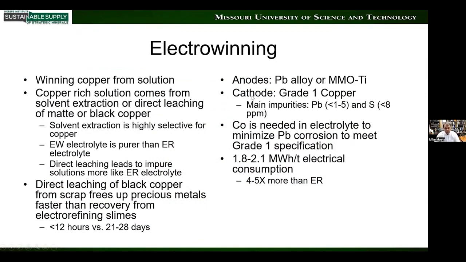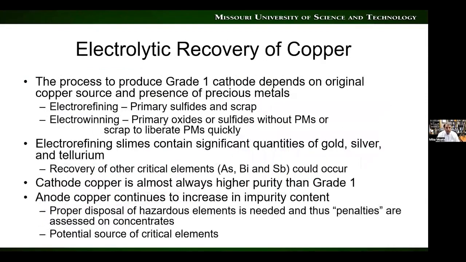Again, most electrowinning facilities, electrowinning tank houses, produce grade 1 copper. The main impurities are lead and sulfur, the lead coming from the alloy of the anode. To minimize the corrosion, we use cobalt to minimize the lead corrosion. The energy consumption of electrowinning is much higher than electrorefining, but we never select based on that. We always select based on the previous processing steps. So in summary, the process to produce grade 1 cathode depends on the original copper source and the presence of precious metals in that source.